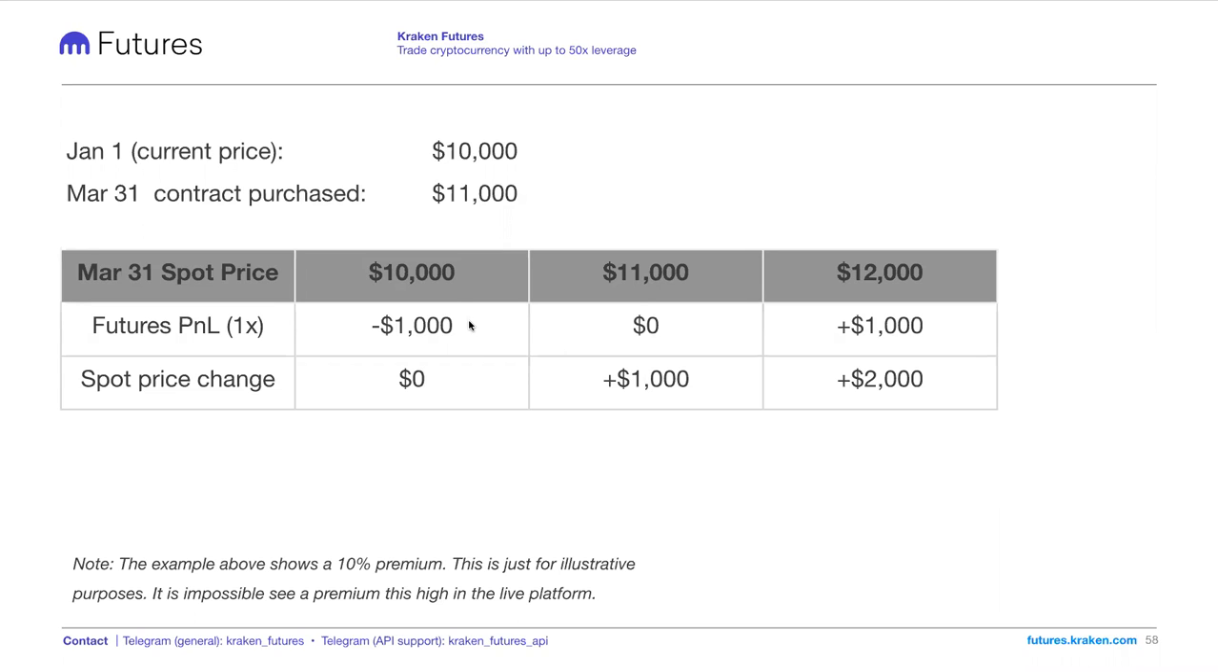And conversely, if the spot price on March 31st expiry is $10,000, the spot market would have stayed at 0. You wouldn't have made or lost anything over that period in spot because it started at $10,000 and finished at $10,000. But since you bought the futures contract at $11,000, you would have lost $1,000. And same thing here: if the spot price on March 31st is $12,000, the spot market would make $2,000 and the futures contract would make $1,000, because you bought in at 11 and it ended up being 12.